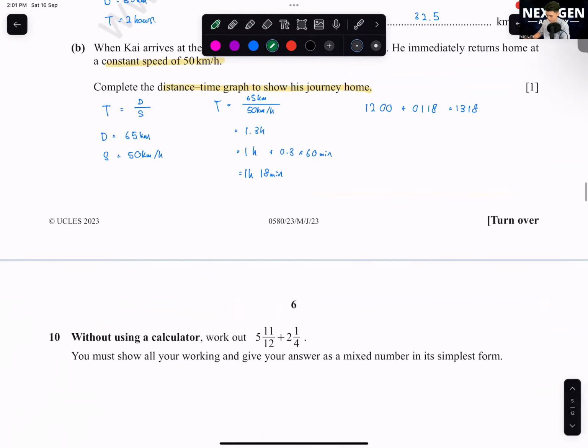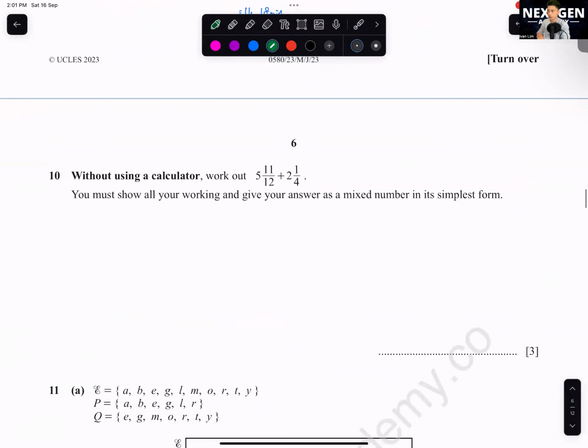Okay, next one. Without using a calculator, okay, please go take your calculator, type out the answer first. Show what calculation? Okay. You need this one, you straight away type into calculator first, 8 and 1/6. Okay, this is what your calculator will show you, right?